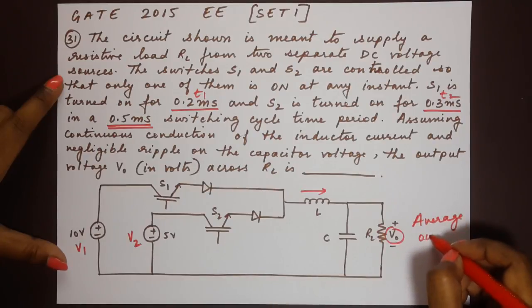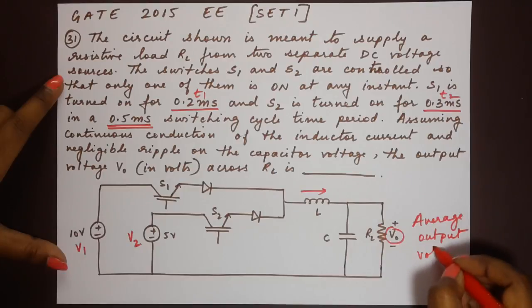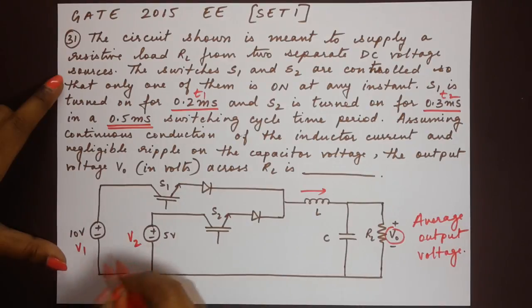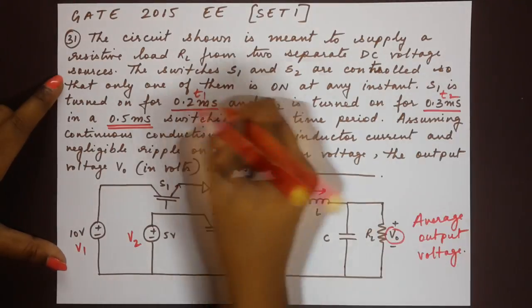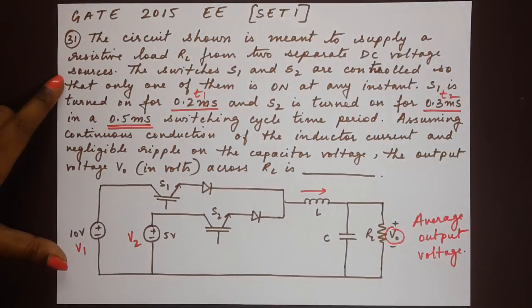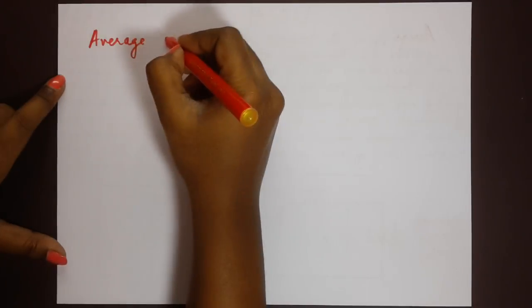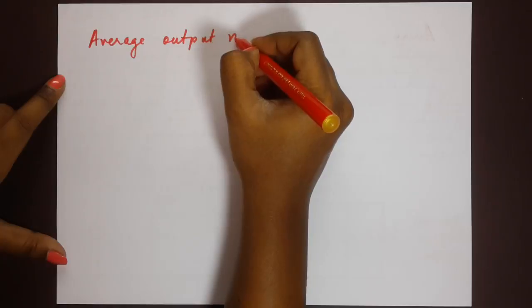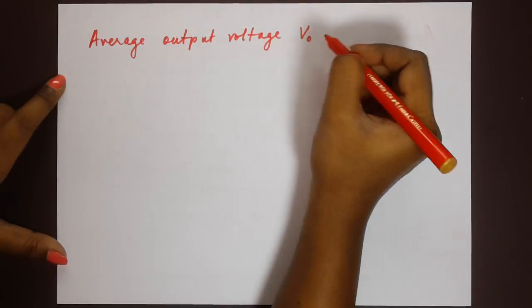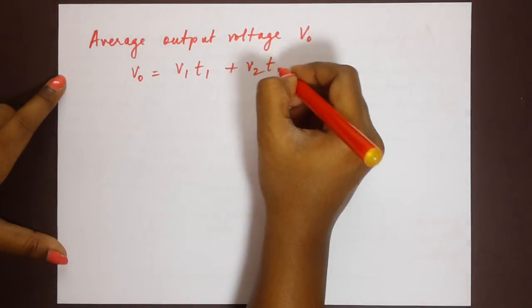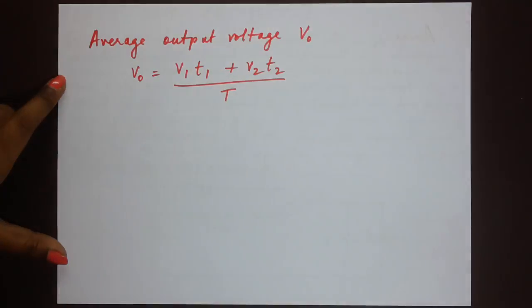Average output voltage with respect to the two inputs V1, V2 and the time periods T1, T2 along with the total time 0.5 millisecond. So I'll write that down here. So the average output voltage V0 is written as V1 T1 plus V2 T2 divided by the total time period T.